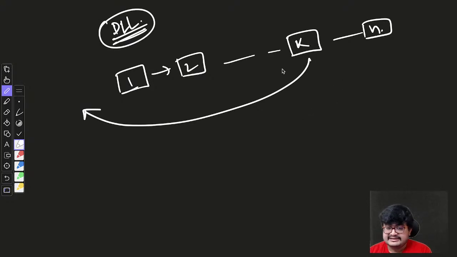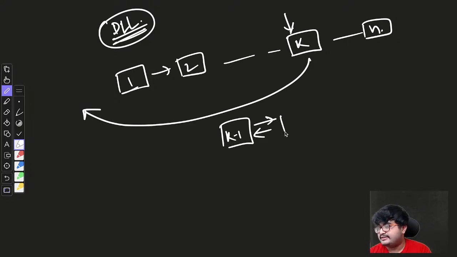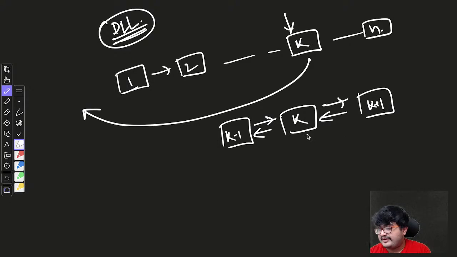So in a doubly linked list, let's say you know that this is the node that has to be removed and moved to the front. How can you do that? So let's say before K you have K minus 1, and then you have a K like this, and after that you have a K plus 1. So now K has to be moved to the front. So what do you do? You first take this out. So now K minus 1 will directly point to K plus 1.